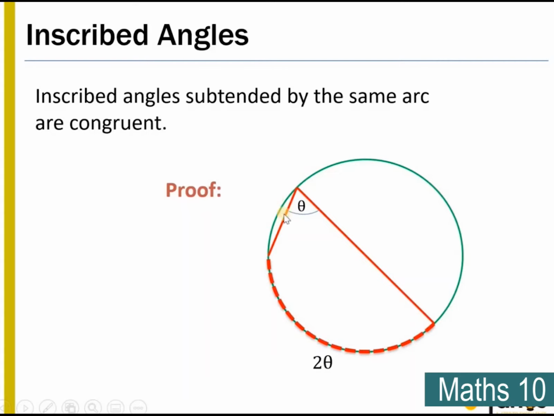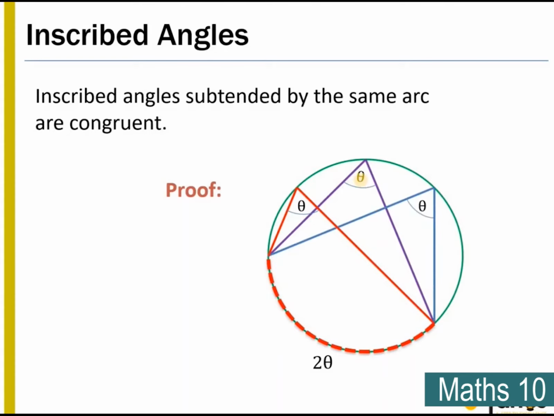So if we call the angle theta, then the measure of the arc is 2 theta. Now, if we draw another angle also subtended by the same arc, then the measure of this angle must be half of 2 theta. So this angle must be theta. And if we draw in another one, this one must also be theta. And we can see that all the angles subtended by this arc have the same size. They are all equal to theta.